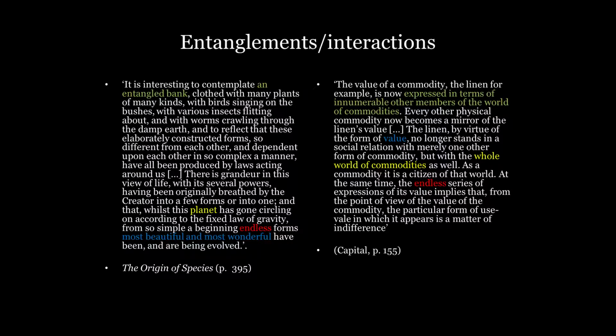Marx: The value of a commodity, the linen for example, is now expressed in terms of innumerable other members of the world of commodities. Every other physical commodity now becomes a mirror of the linen's value. The linen, by virtue of the form of value, no longer stands in a social relation with merely one other form of commodity, but with the whole world of commodities as well. As a commodity, it is a citizen of that world. At the same time, the endless series of expressions of its value implies that, from the point of view of the value of the commodity, the particular form of use value in which it appears is a matter of indifference.